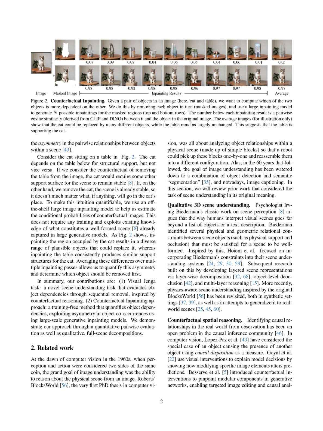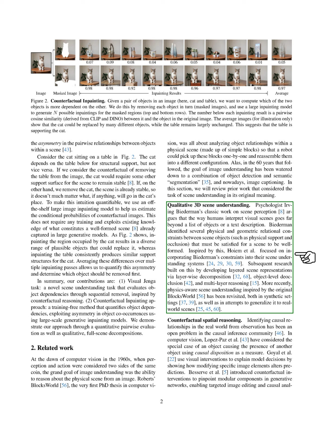Section Summary. In this section, we introduce the Visual Jenga task, which evaluates scene understanding by sequentially removing objects to explore their dependencies and interactions, inspired by counterfactual reasoning. We also discuss the historical context of scene understanding in computer vision, highlighting the shift from analyzing object relationships to focusing primarily on object detection and segmentation.